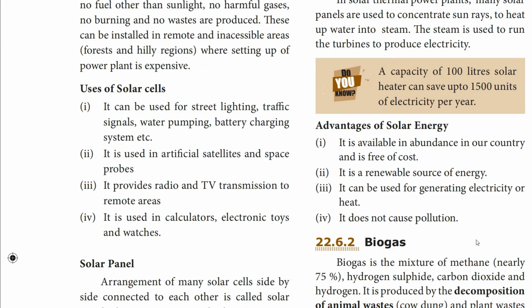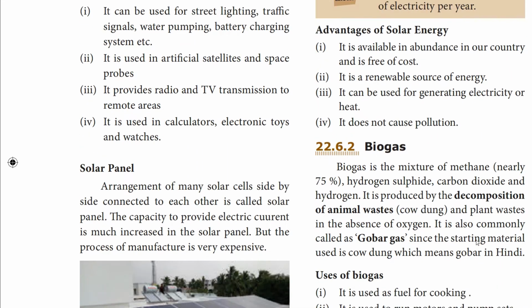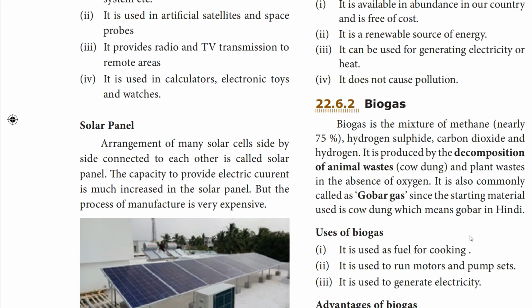Next comes the solar panel. It is the arrangement of many solar cells side by side, connected to each other. So many solar cells form a solar panel. The capacity to provide electric current is much greater than a single solar cell. But the process of manufacturing it is expensive.